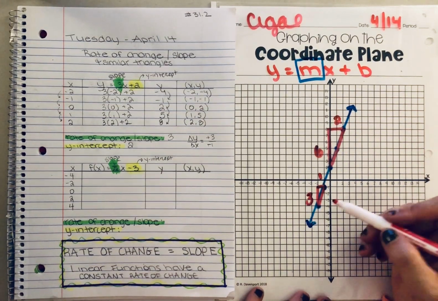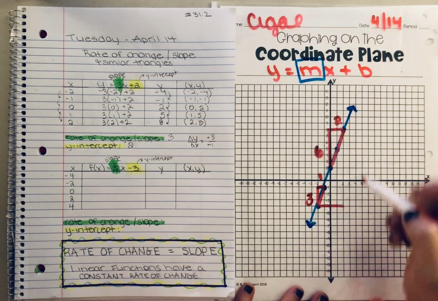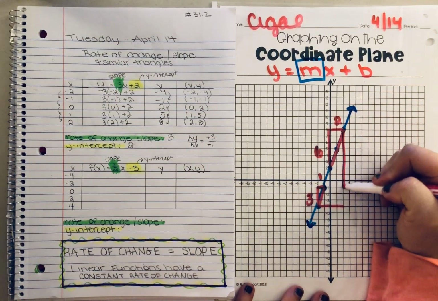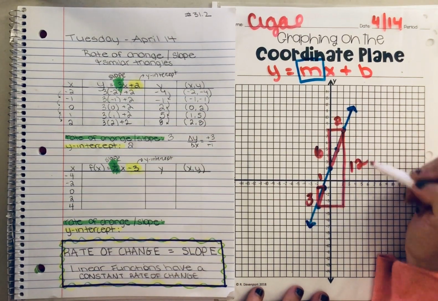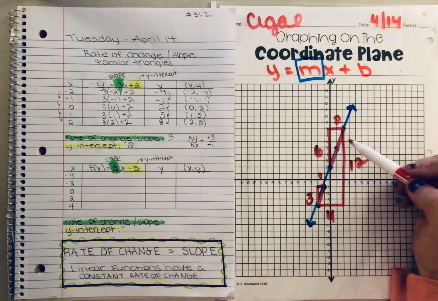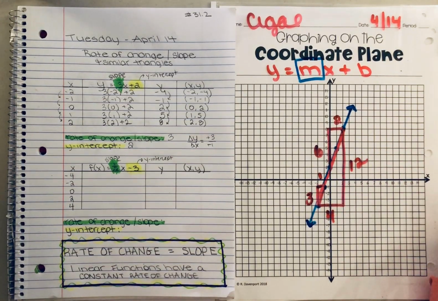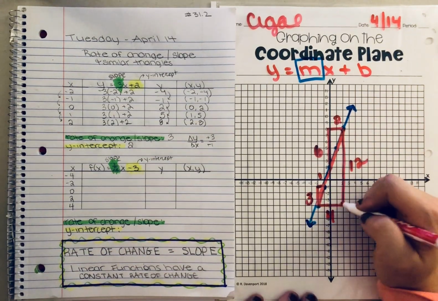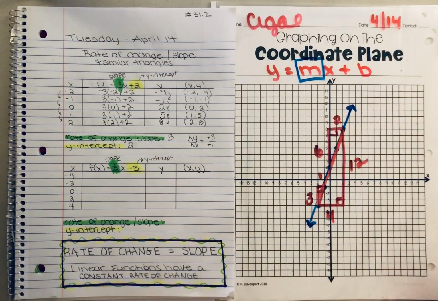And we could do this for like one giant one too. Maybe I go this way. So maybe I could say this is going up 12 units and over 4. That's another similar right triangle. All of these little triangles that I'm making with my linear function as the hypotenuse are similar triangles. All of them are right, and they all have the same rate of change.